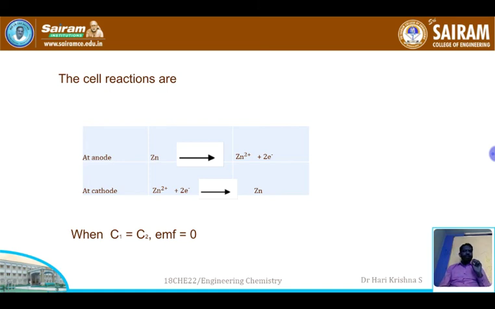So the very important thing to be observed here is we can observe flow of electrons until C1 is not equal to C2. Once C1 is equal to C2, the flow of electrons will not be there. Therefore, EMF will be equal to 0.